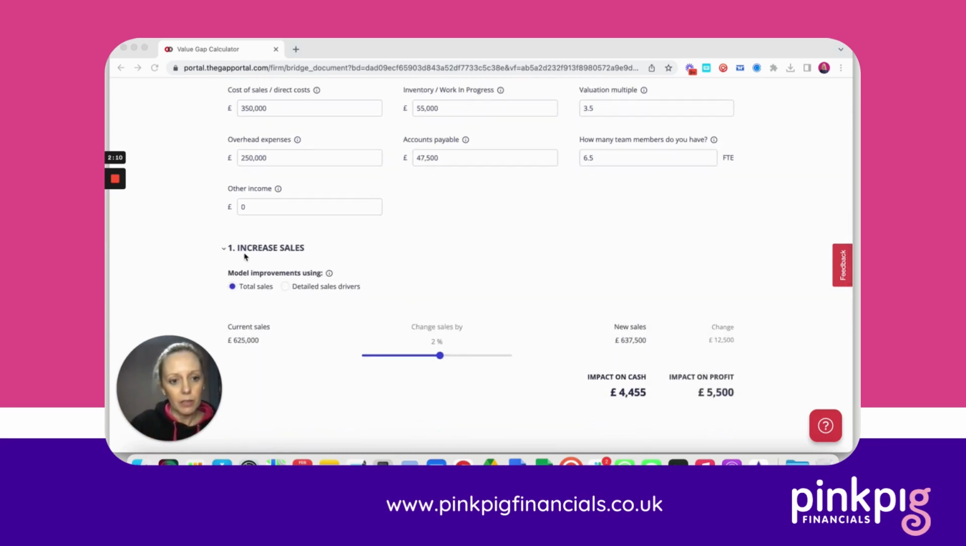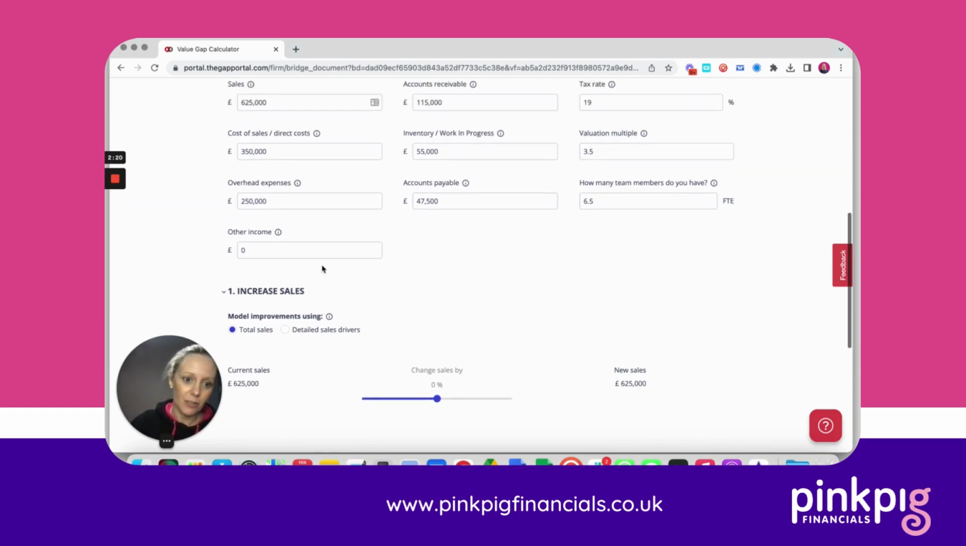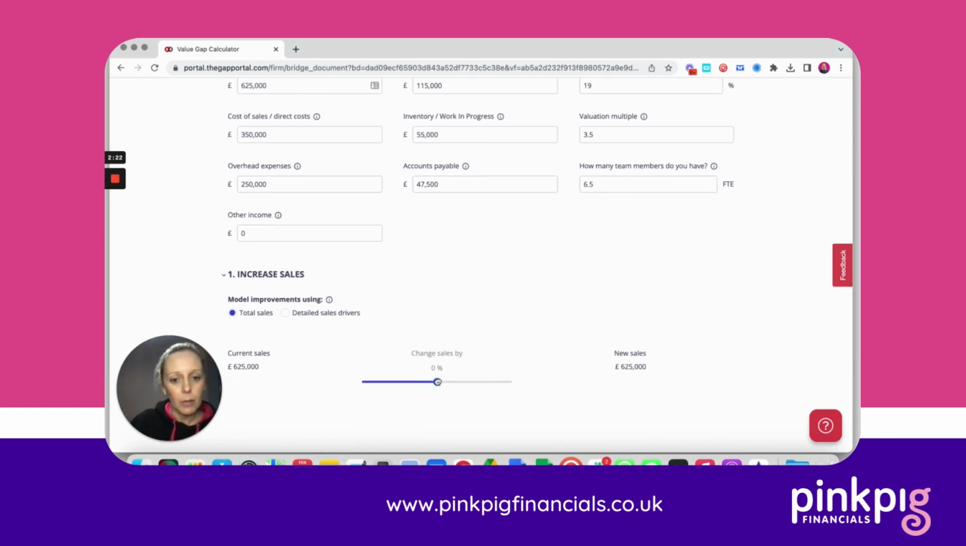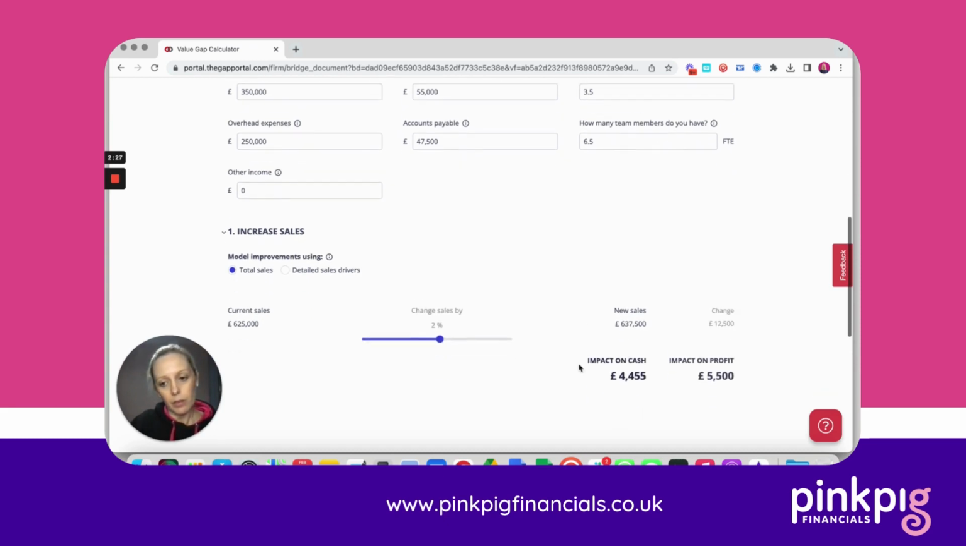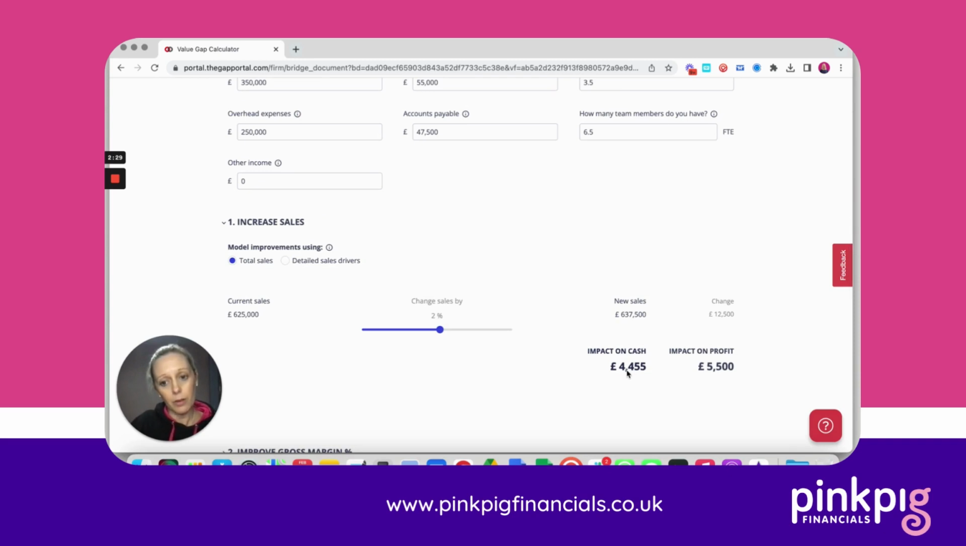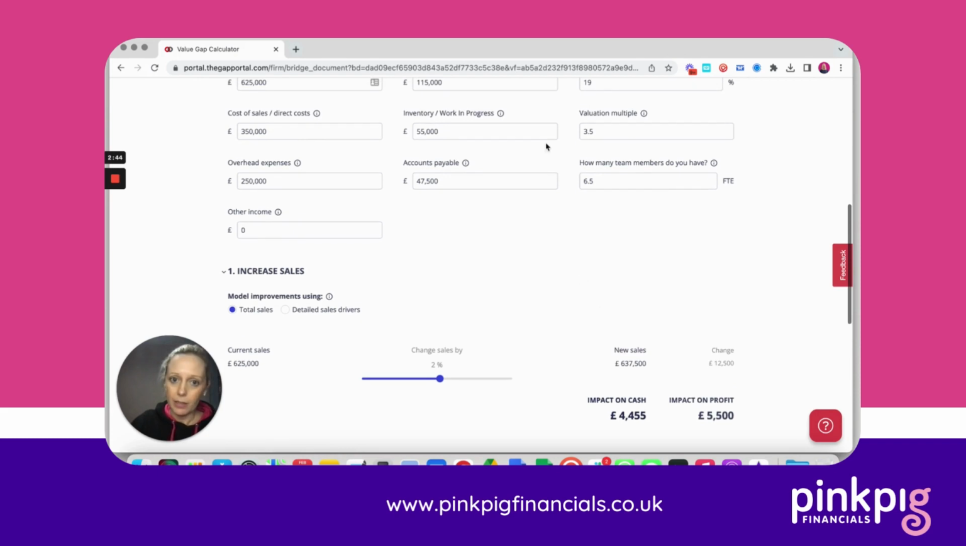So what we're going to do first is look at increasing sales. So at the moment, I'm going to reset this, as I was playing with it. At the moment, you've got 625 in sales. So let's say we increase this by 2%. That will give you 4,455 extra pennies in your bank. And it will give you an extra £5,500 of profit every year for just 12,500 change. This is all based on, again, using these figures.